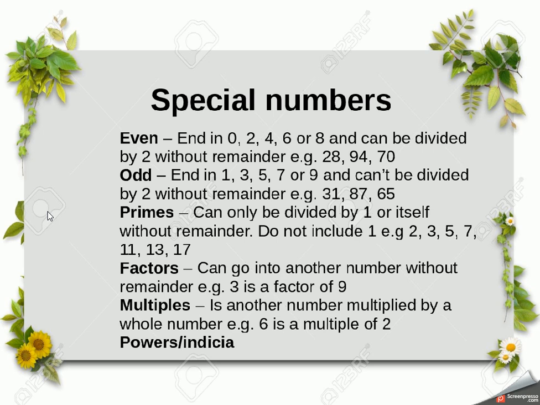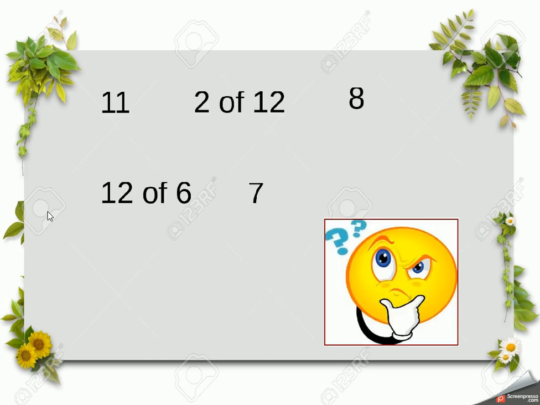Powers and indices are the last type of special numbers. We'll look at those in a separate video because there's more to understand about them. Have a look at these numbers then and decide whether they're odd, even, prime numbers, factors or multiples. And remember, they might be more than one of those things.